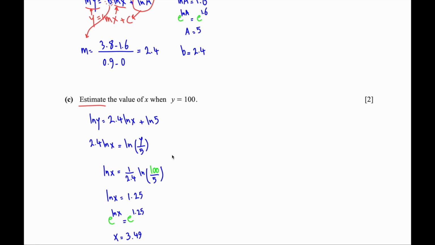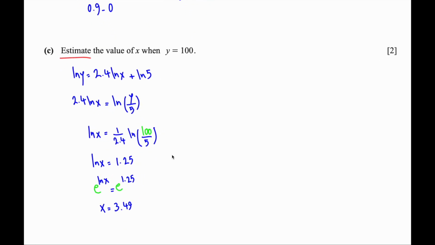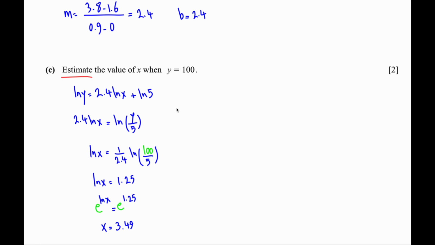In part C, I have to estimate the value of x when y equals 100. Now that I found the value of B and A, I can find the value of x for any given value of y. All I have to do is make the substitution.